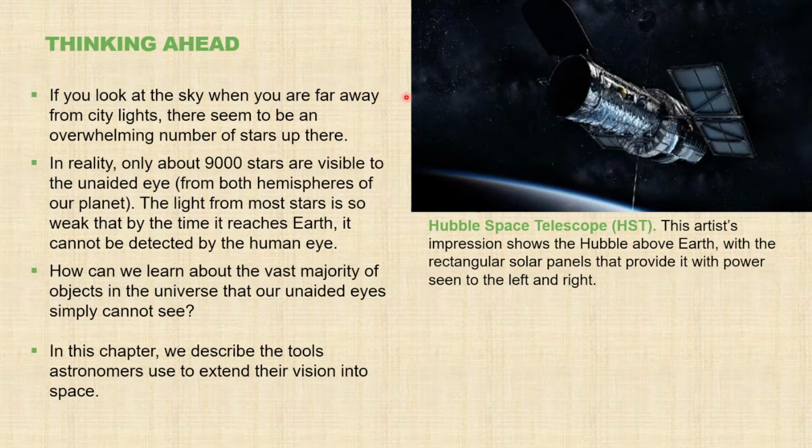At any given time from around the Earth, only about 9,000 stars are visible to the naked eye, even without the light pollution. But we know now that there are billions of stars within the Milky Way galaxy. So how can we detect or observe those stars that our unaided eyes simply cannot see?